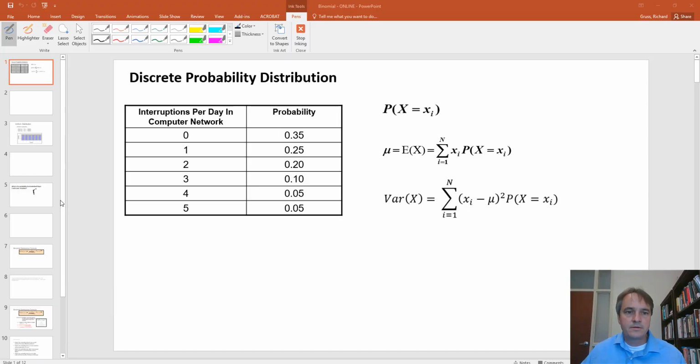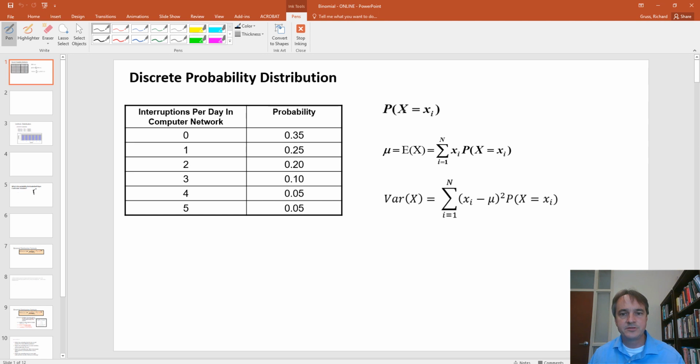In the first video on discrete probability distributions, we had this particular case where we looked at historical data and we were able to assign a probability of a certain number of computer network interruptions. So, for example, we had this table where 35% of the time in the past we had 0 and 25% of the time we had 1. And so having this table enabled us to do a few things.